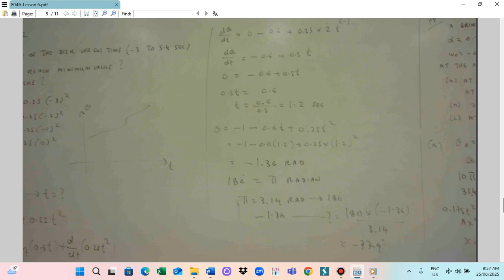Then you can calculate theta by substituting into the theta formula: minus 1 minus 0.6 t plus 0.25 t squared, so minus 1 minus 0.6 into 1.2 plus 0.25 into 1.2 squared. In this way, you get the angle theta, which is minus 77.9 degrees. Here theta is calculated in radians, so this is minus 1/36 radian.